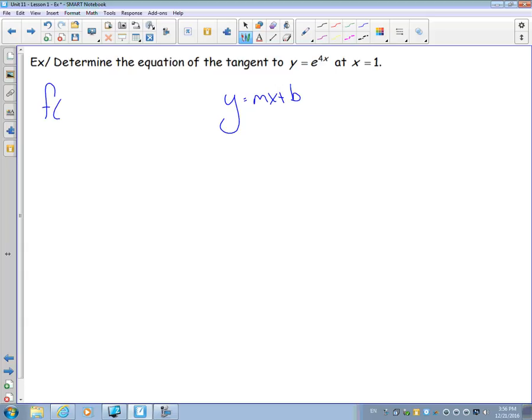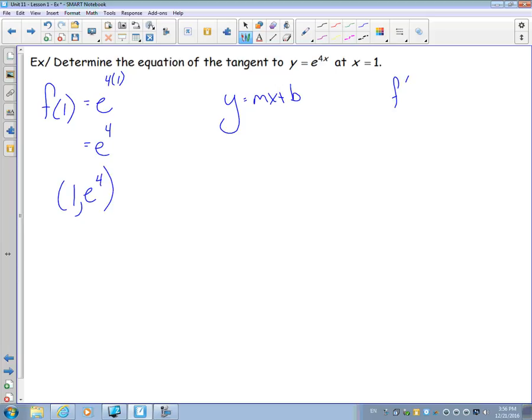If I want to find the point, I use my function at 1. So e to the 4 times 1. Now e to the 4 is a messy, messy, big, long decimal. So let's not use it. Let's just call it e to the 4. So I have a point, 1 and e to the 4.